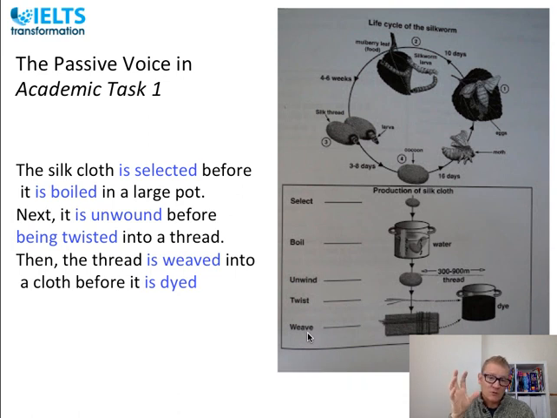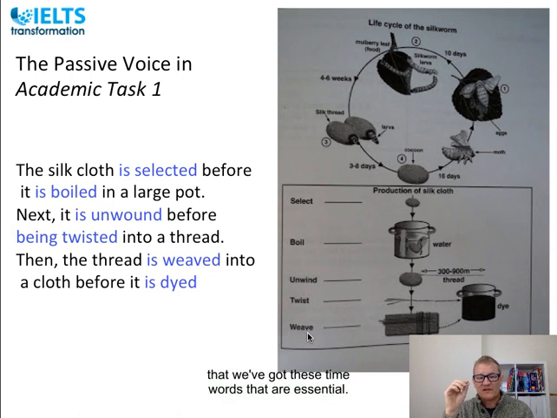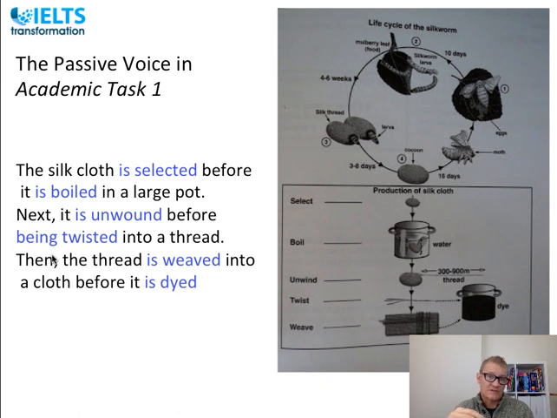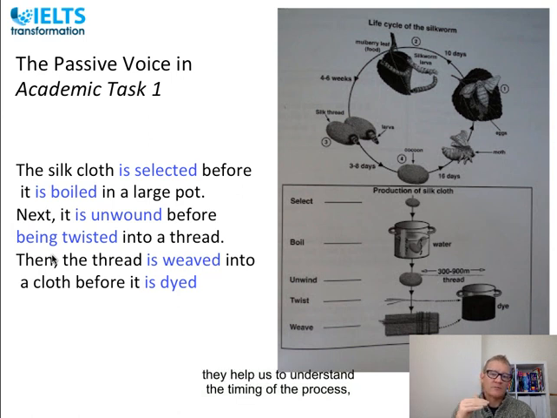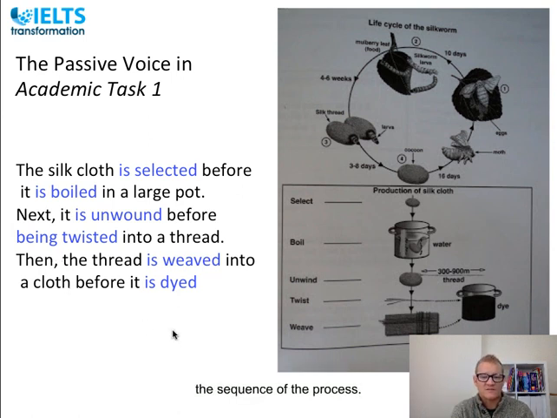Notice also in the process that we've got these time words that are essential. Look, before, next, then. And it was the same on the previous examples as well. So in this type of task, you need to have firstly, secondly, thirdly, and then next. After that, finally. You must have those words. They help us to understand the timing of the process, the sequence of the process.